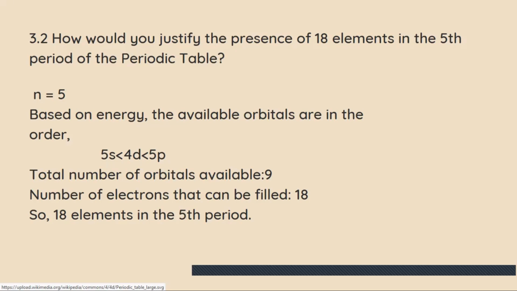If you notice, in the first period you have just 2 elements. I think we discussed that in detail, but the first period has 2 elements because n equals 1. You only have the s orbital, and so only 2 electrons can fill into that, and so you have 2 elements. So the number of elements in each period is also dependent on the number of orbitals which are available in each case.